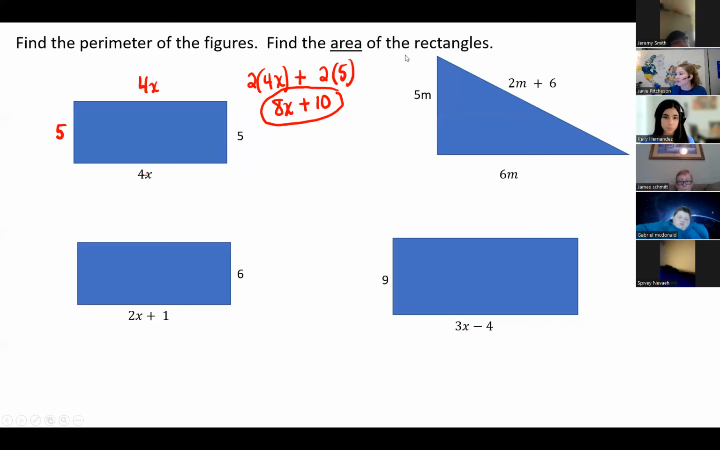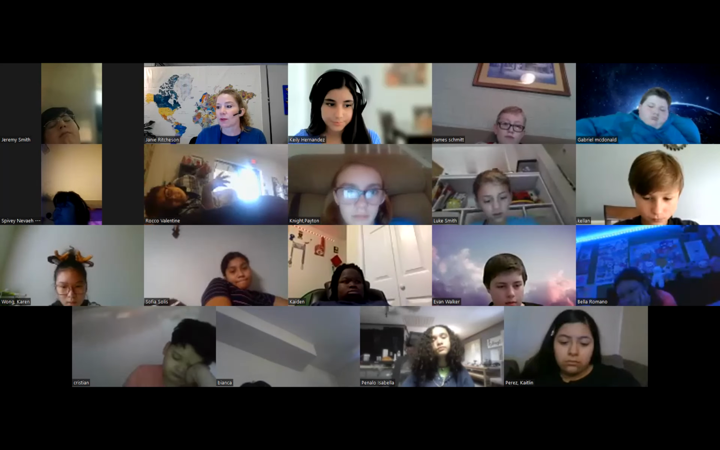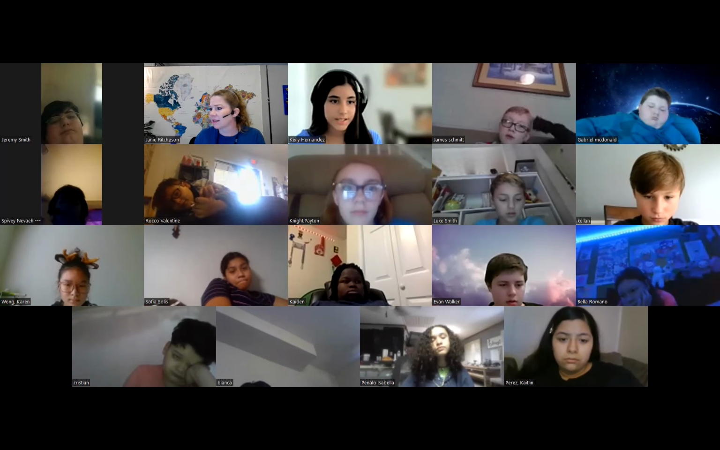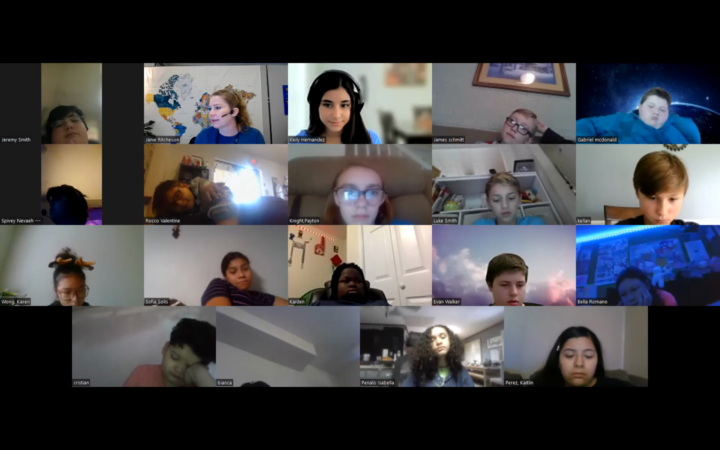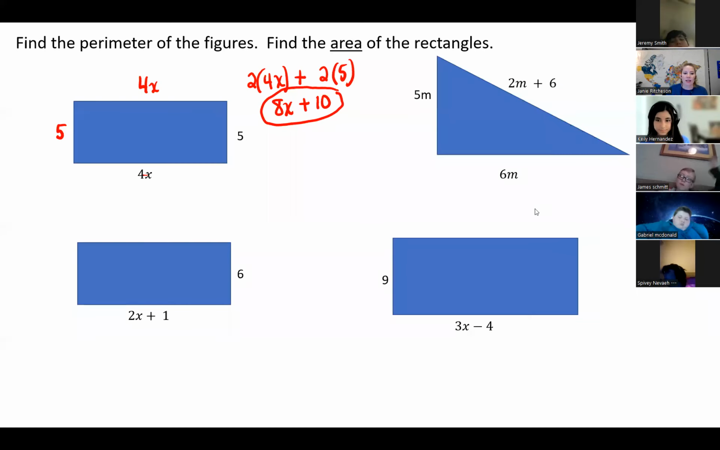All right, now it says for the rectangles, find the area. So this is a rectangle. So how do we find the area again? Someone remind me how to find area. We multiply the numbers. Did I stop sharing that? Yeah. Oh my goodness. All right, that was easy. Easy enough. All right, now we're going to multiply this side times 5. So can we multiply together 5 times 4x? Are we allowed to do that? Yep, we're allowed to multiply unlike terms. So what is the area, you guys?